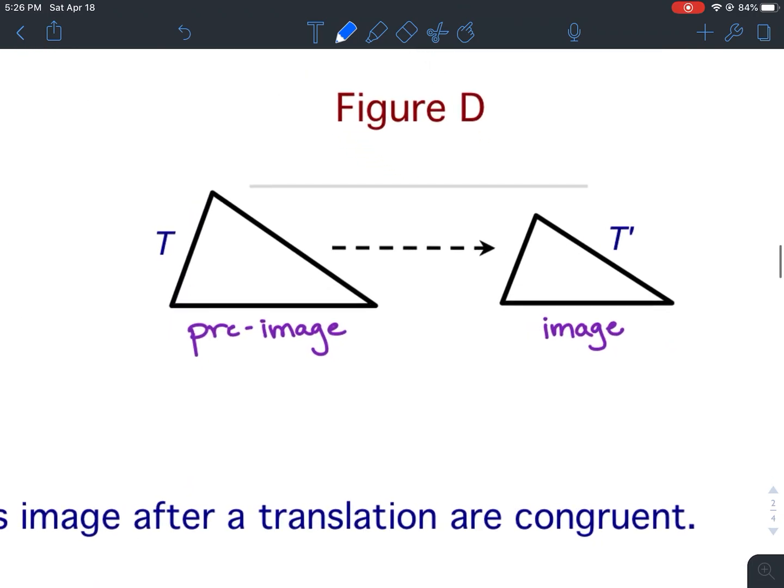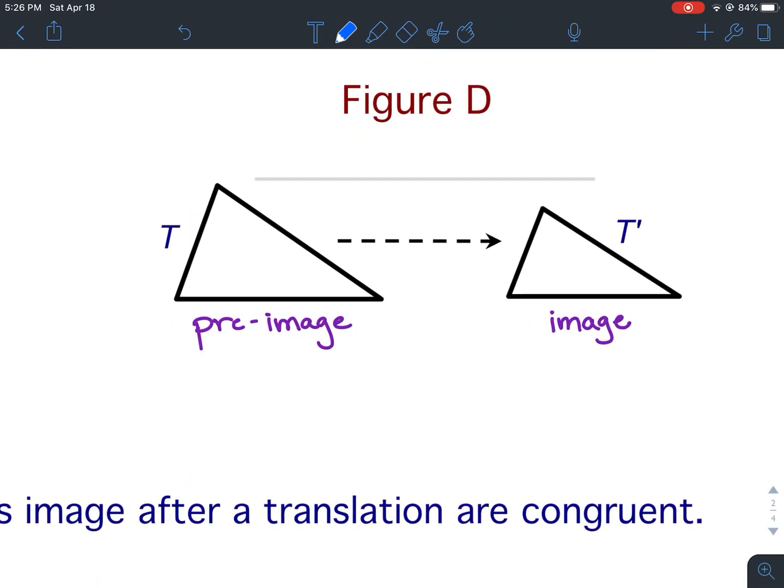Let's start with figure D. I already labeled the pre-image and the image. And how did I know that the triangle on the right was the image? That symbol right there, the prime symbol. Well, instead of writing out pre-image and image, from now on, let's abbreviate. So pre-image we'll label with a P, and the image we'll label with an I.